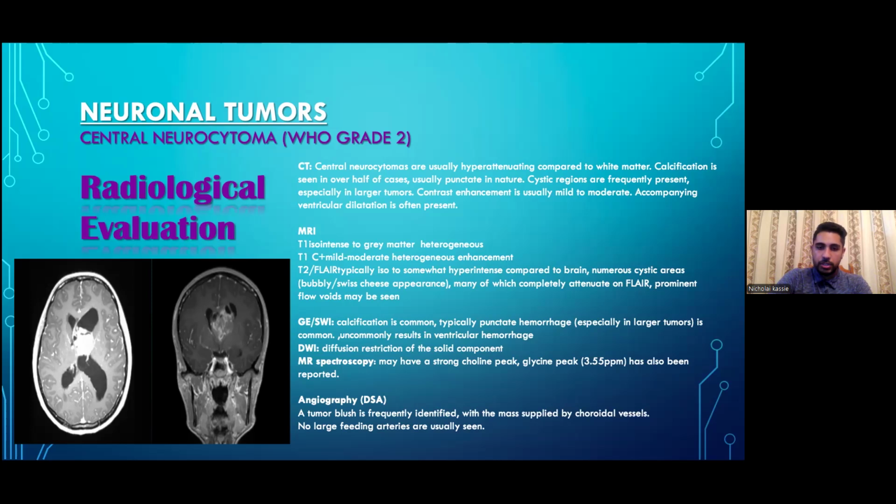On the GRE slash SWI, calcification is common, typically punctate, with hemorrhages especially in larger tumors. It is uncommon for these to result in ventricular hemorrhage. On DWI, there is diffusion restriction of the solid component, and MR spectroscopy may show a strong choline peak; a glycine peak has also been reported. Some of these patients get DSAs, which sometimes show a tumor blush with the mass supplied by the choroidal vessels. Also, no large feeding arteries are usually seen on this imaging.